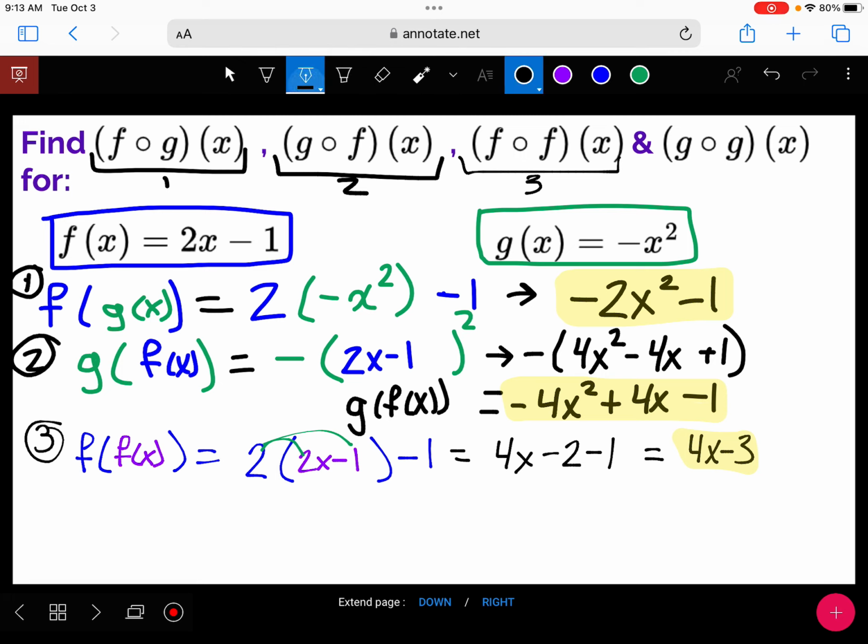Okay, so the ones where you're doing the function upon itself are the weirdest ones. They feel real weird. Let's do number 4 and we'll try this again.